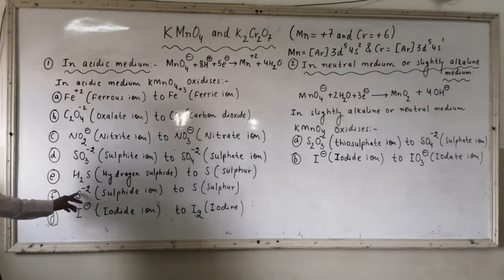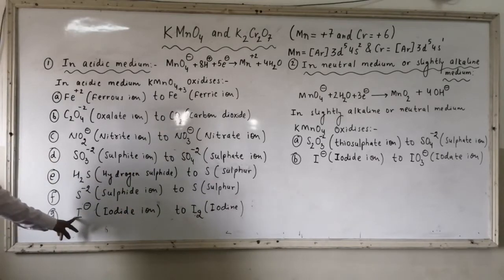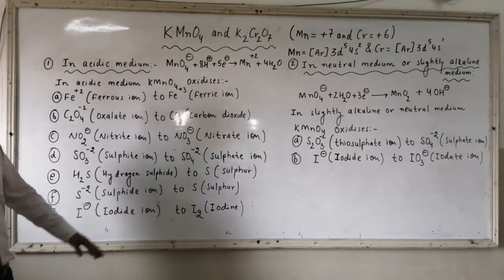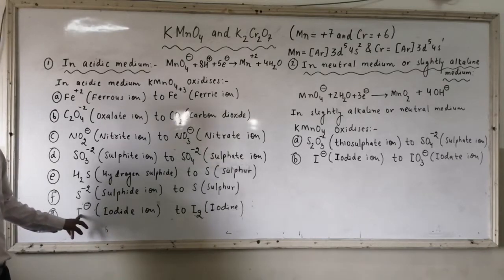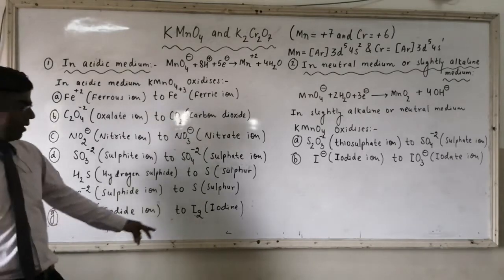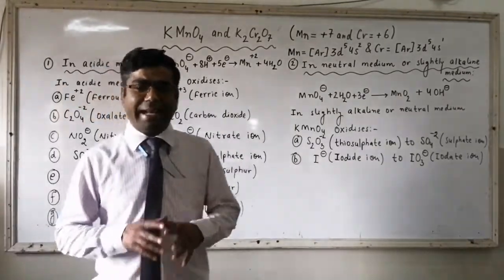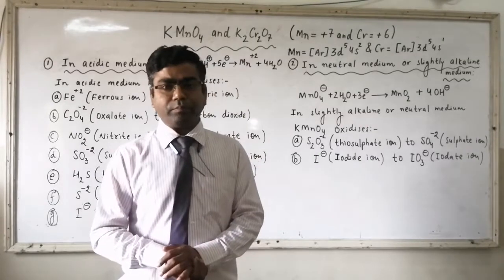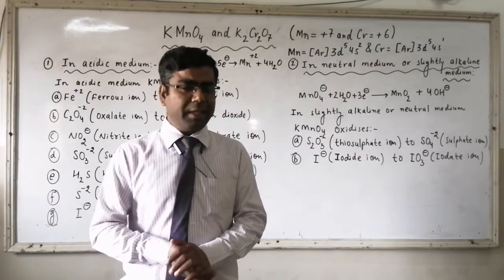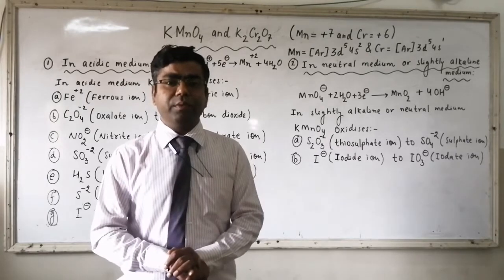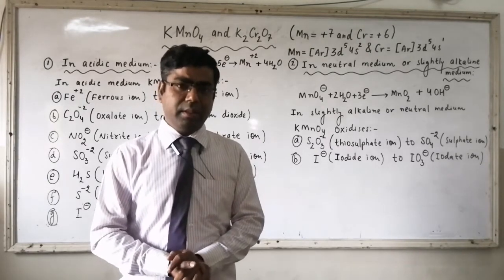Similarly, S 2- ion or sulfide ion gets converted to free sulfur, and at last I-, which is called iodide ion, gets converted to I2, which is called free iodine. In I-, the oxidation state of I is -1, and in free iodine, the oxidation state of iodine is 0. So the -1 state gets converted to 0 again. So it is oxidation, and it takes place in presence of KMnO4, which works as a strong oxidizing agent.